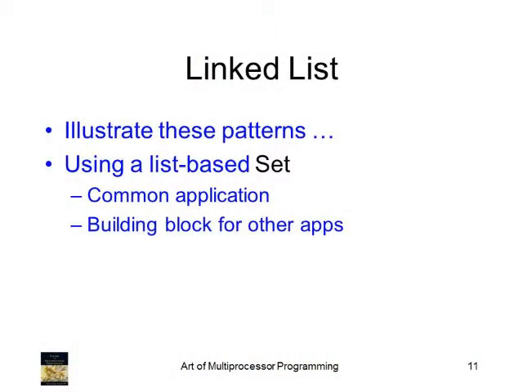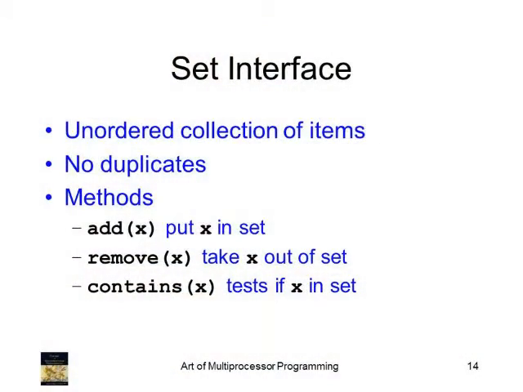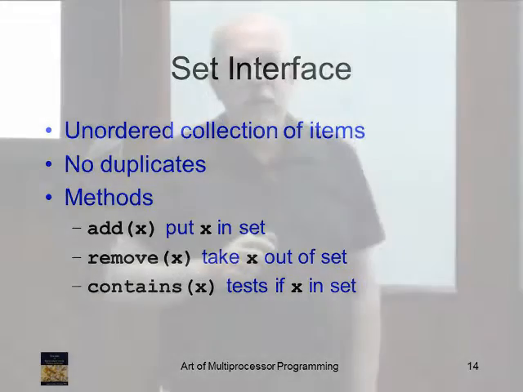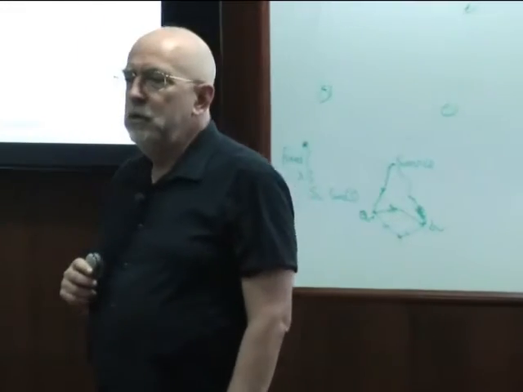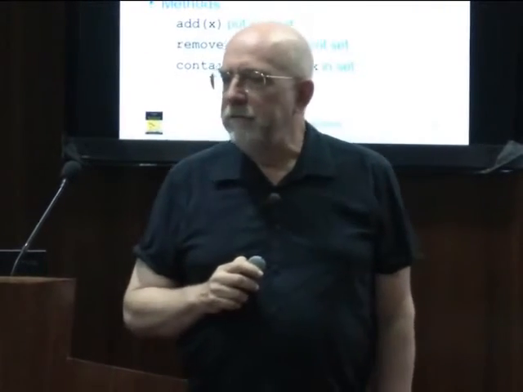So the example that we use is a linked list, which is fairly simple but highly flexible and useful data structure. We're going to use a linked list to implement a set, where a set is just a mutable, unordered collection of items. Each value is either in the set or not in the set. There's no duplicates. You can add an item to the set, you can remove an item, or you can test for membership.